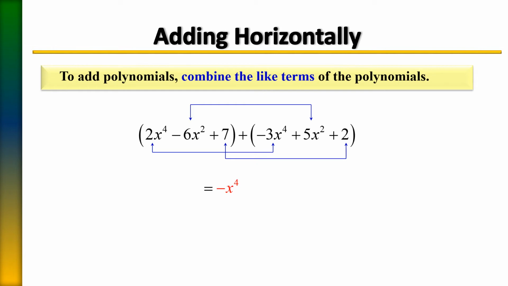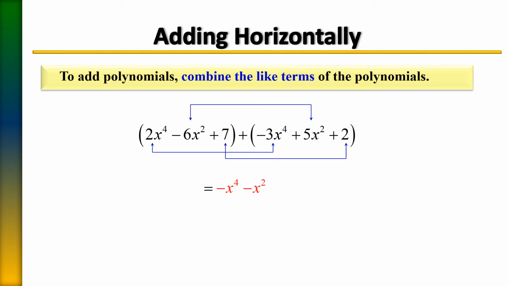So our next term, now we're on the x squared family. One of the terms is negative 6. The other term is a positive 5. Again, the signs are different. Subtract, take the sign from the larger number. That's going to give you negative 1x squared. And again, we don't need to put the 1 there, so that would just simply be negative x squared.